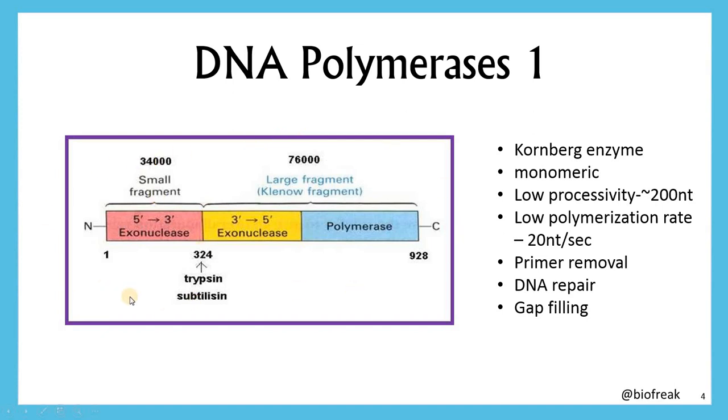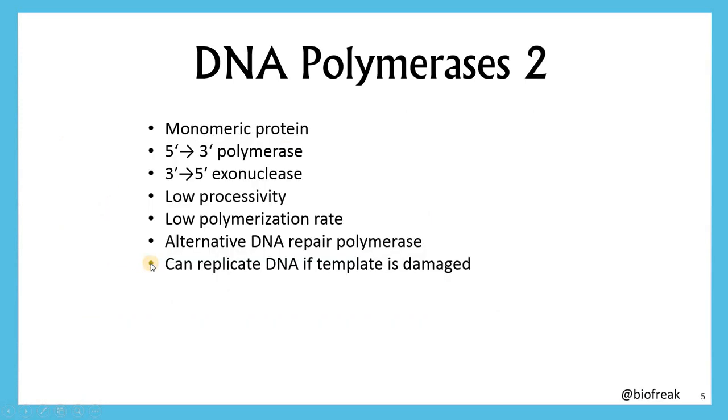When this particular chain is treated with subtilisin or trypsin, it cleaves into two fragments, a smaller fragment and a larger fragment, also known as the Klenow fragment. So basically the Klenow fragment has proofreading activity and polymerase activity, and it does not have any primer removal activity.